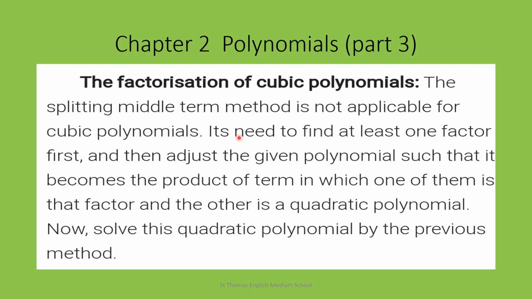So it is needed to find at least one factor first by trial method and then adjust the given polynomial such that it becomes the product of terms in which one of them is the factor that we found and the other is a quadratic polynomial. Then you can solve the quadratic polynomial by splitting the middle term.